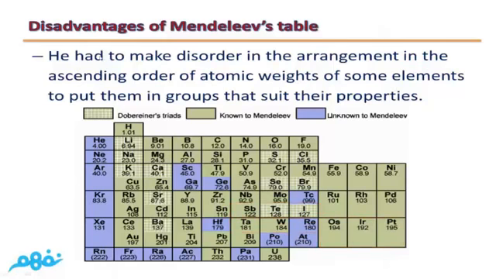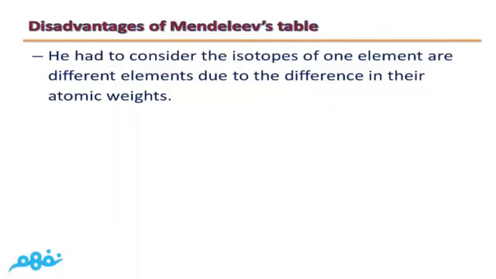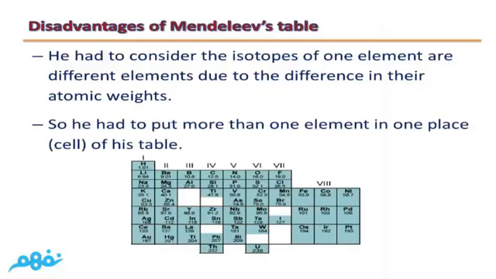And this is an important give reason question also. This is done by Mendeleev to put them in groups that suit their properties. The second disadvantage is Mendeleev had to consider the isotopes of one element as different elements. Why? Due to the difference in their atomic weights. So he had to put more than one element in each of these cells. Each cell contains two elements.